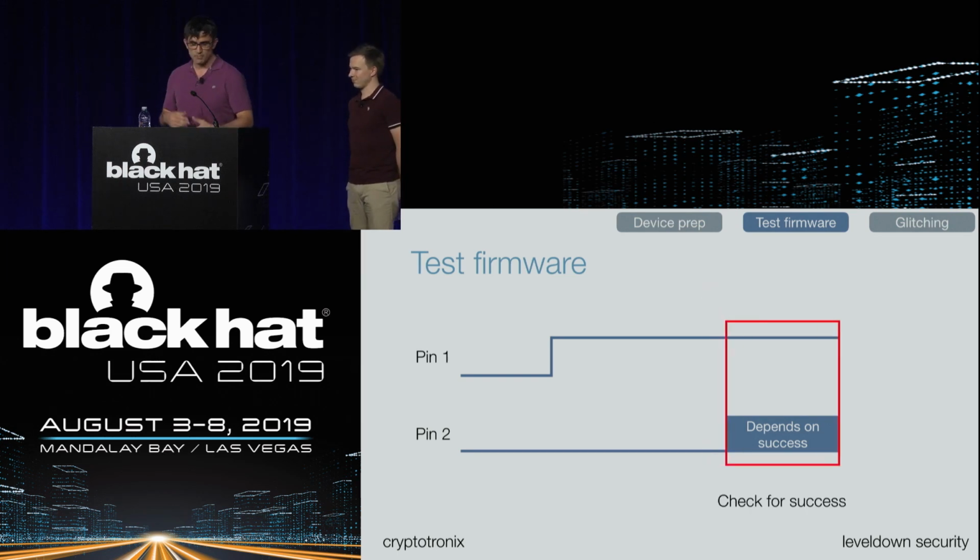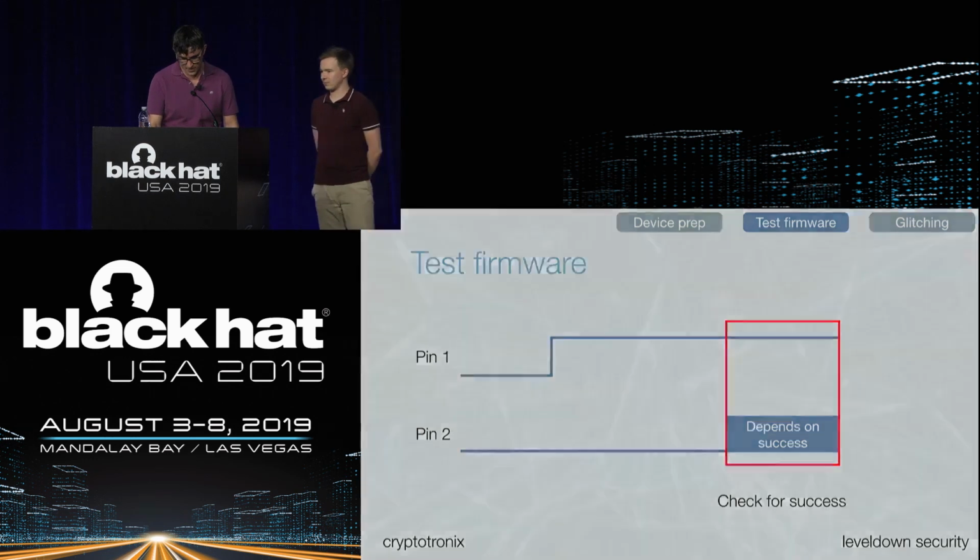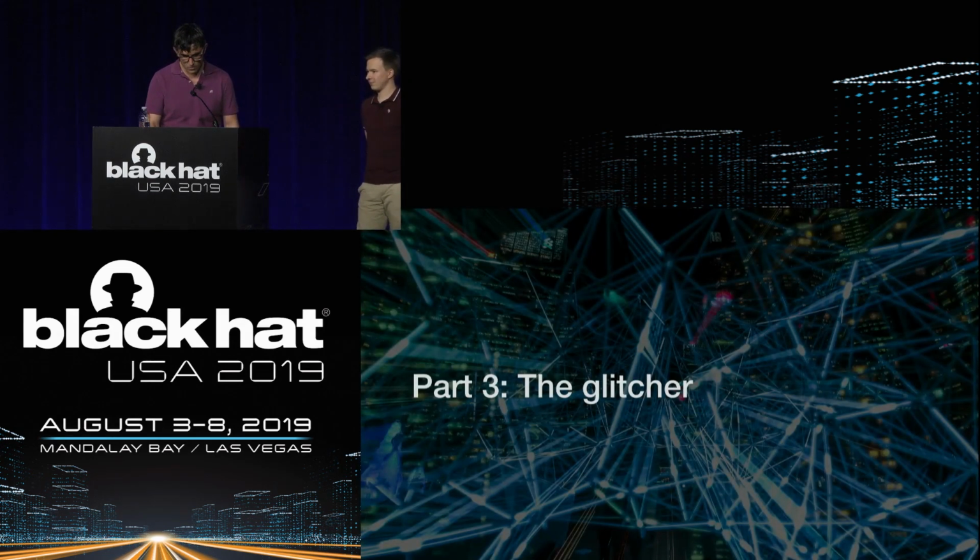Well, that depends on what your indicator of success was. That could be another GPIO signal we've broken out, or something happened on serial, but however you set up that system, that's the indicator. And so part 3 of this is talking about what is the glitcher that we made.